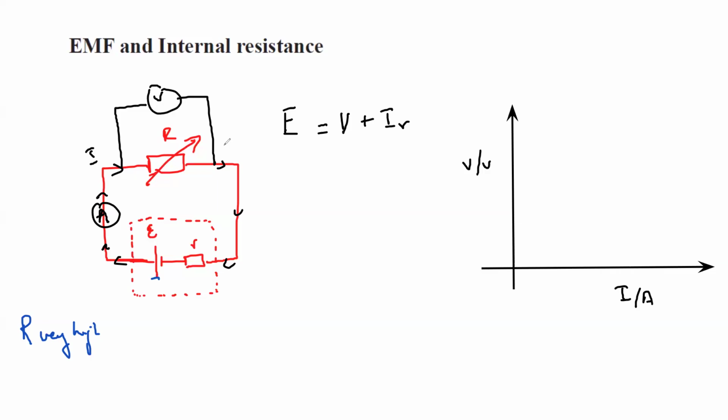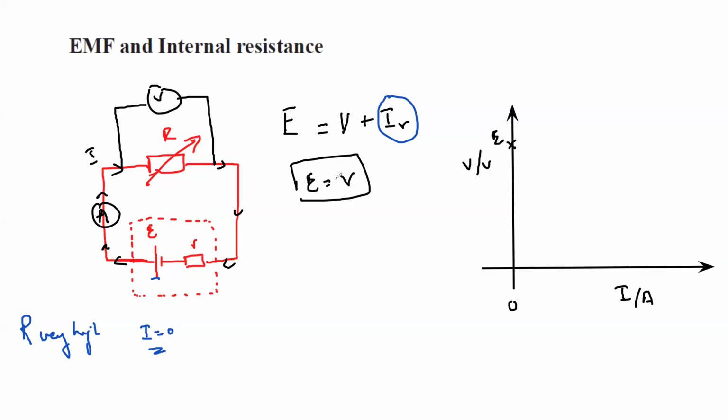So this variable resistor has a very high resistance in the beginning. When it has a very high resistance, the current initially is zero. If the current is zero, this factor Ir will be zero because there is no current in the circuit. Zero multiplied by anything is zero. In that case, the EMF will be equal to V. It means when the current is 0, we have the maximum voltage and that maximum voltage is equal to the EMF.